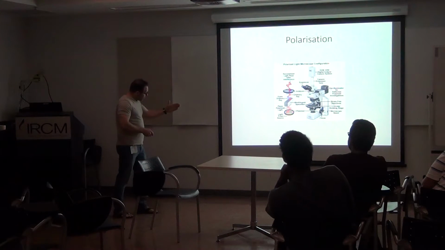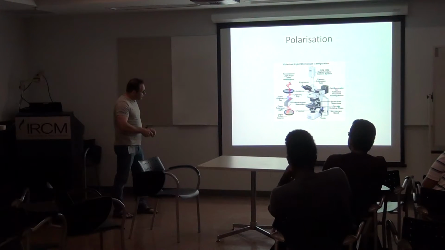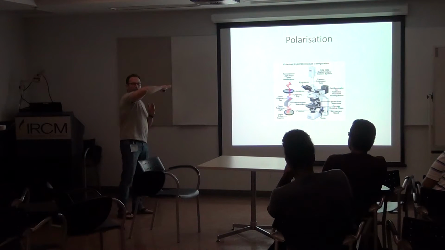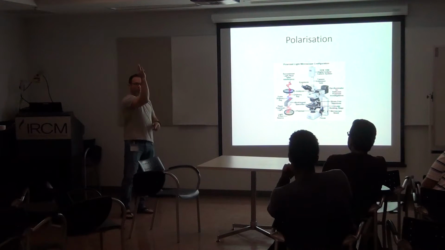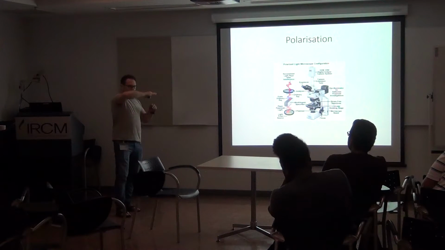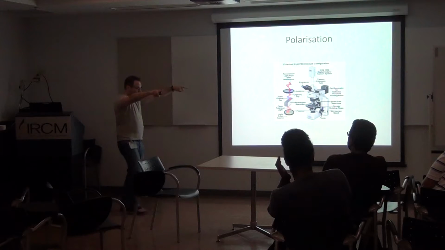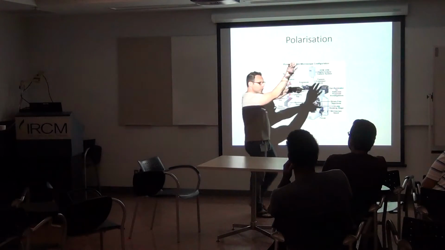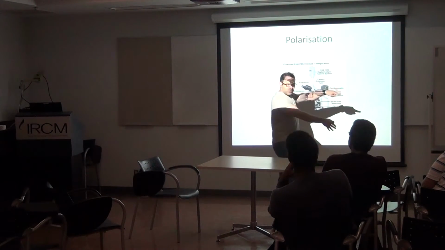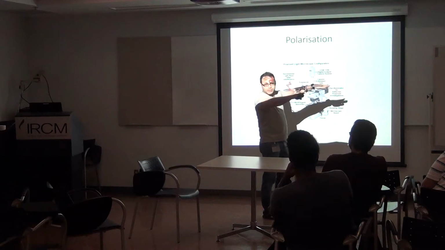So you use a polarizer that blocks the light 90 degrees from the other one. So you have one polarizer that polarizes the light into that direction, and the other polarizer will block the light that goes into that direction. So if you enter with light that goes into that direction, and you have a polarizer into the other direction, you're going to block all the light.